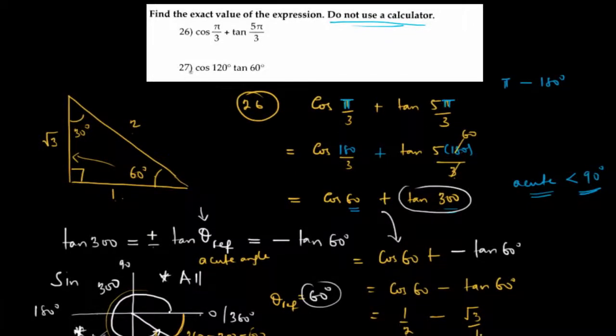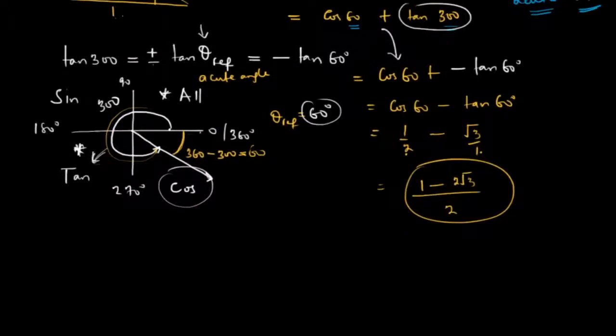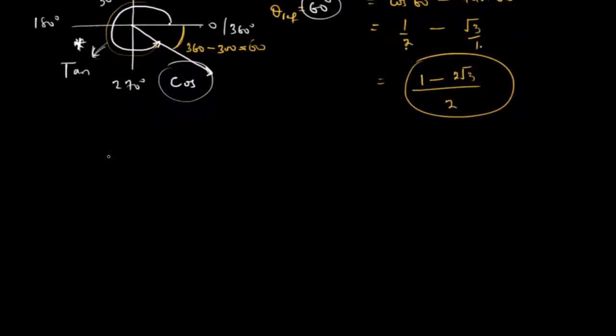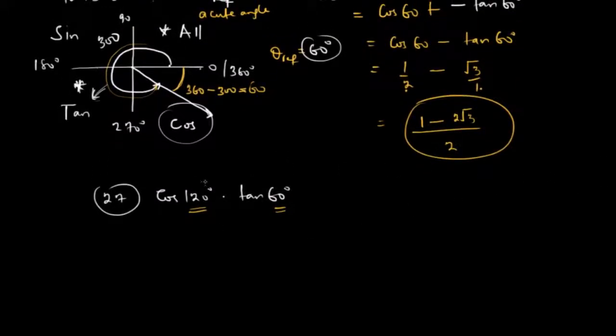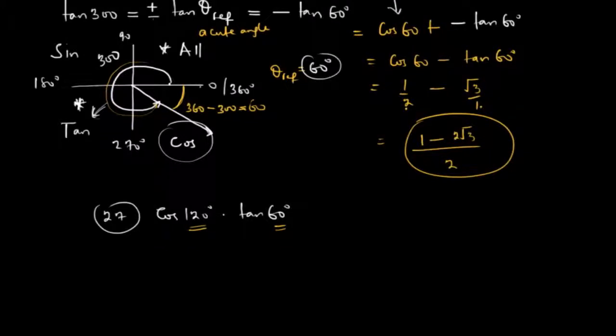For the next one, it says the cosine of 120 times the tangent of 60 degrees. That's number 27. So for 27, it says the cosine of 120 degrees multiplied by the tangent of 60 degrees. Actually, this is an acute angle, so there's no need to hustle in this area. But the major concern is 120 degrees. So 120 degrees is not an acute angle.